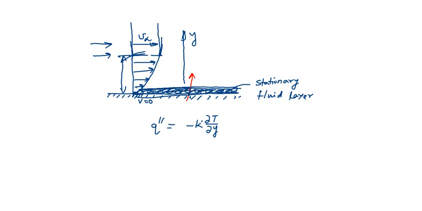Remember, the del T del y that we are considering is at which point? This del T del y at y equal to 0, because this is the y direction, so we are considering the layer just in contact with the solid surface. So at y equal to 0 we want to find the temperature gradient and then multiply it by the thermal conductivity. But what is the substance here? The substance is this stationary fluid. Remember, this is not the solid, this is the fluid.